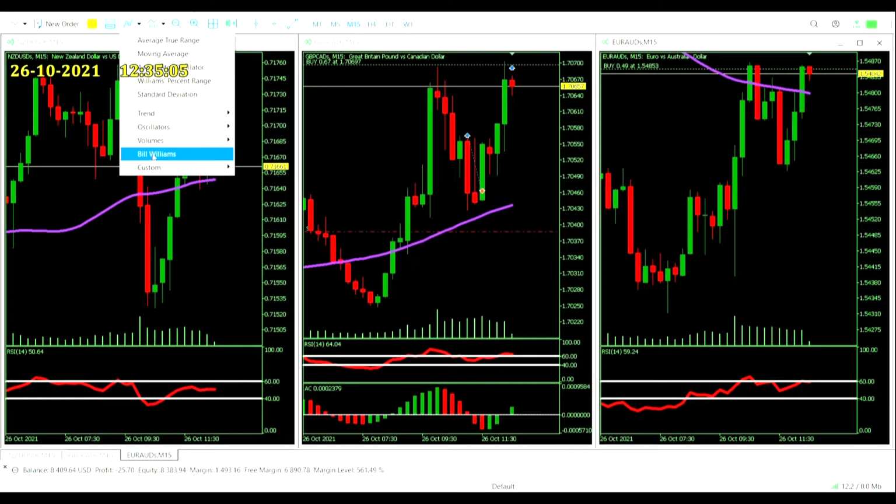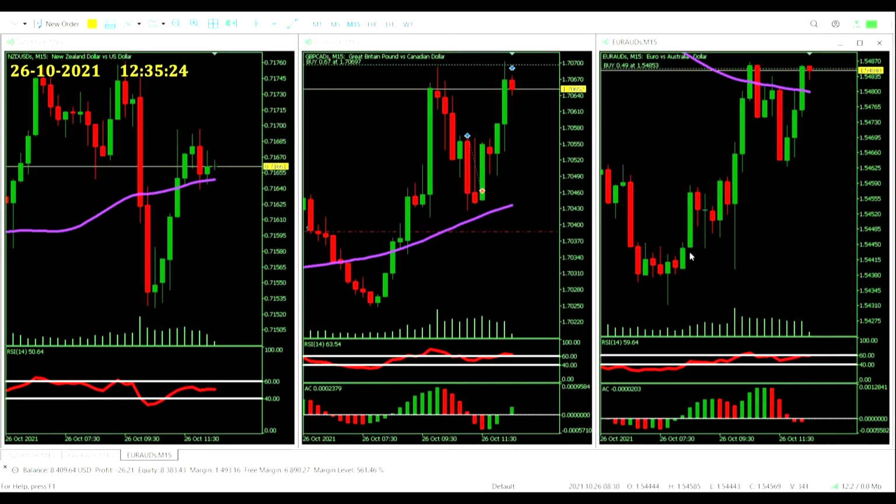Let's get the accelerator oscillator up and take a look at that. And pretty awkward on the accelerator oscillator. We can see it's still just below zero at the moment, so we need that to flip, which means we need to see a green candle come. Otherwise, it is going to be closing below zero.